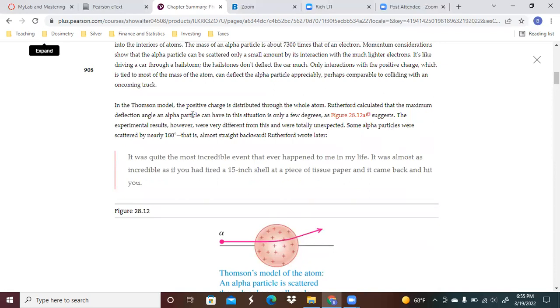Rutherford calculated that the maximum deflection angle of an alpha particle that you would have here is only a few degrees. Obviously, if you're only having a little bit of interaction with some of the positive charge, even if it is more massive than the electron charge, you're still not going to get that much deflection. However, the experimental results were very different. Some of the alpha particles basically came in and got shot straight back.